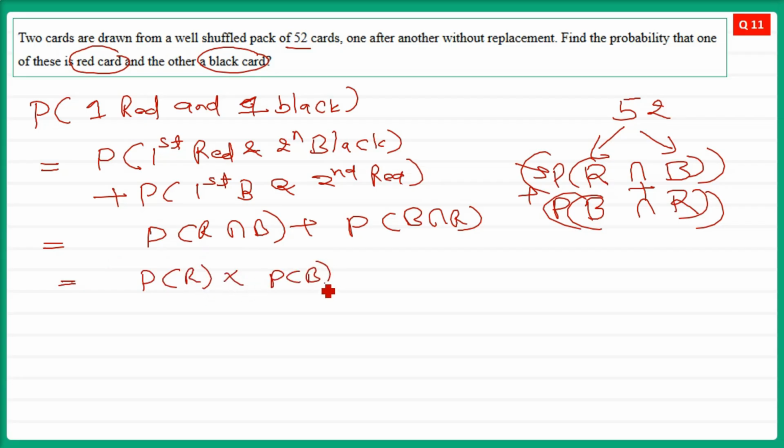Now these are independent events, so multiply them. P(R) multiplied by P(B) plus P(B) multiplied by P(R). You know already what independency means now. Now the probability has to be computed. This is just the explanation. Our whole idea is to compute the values.